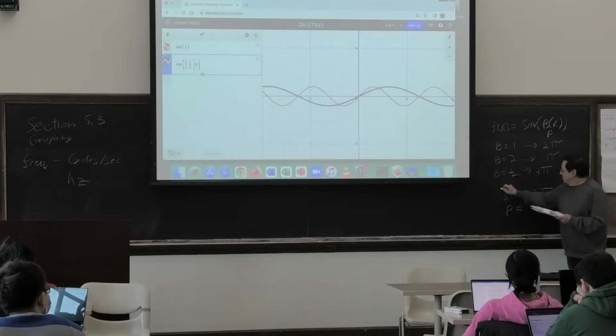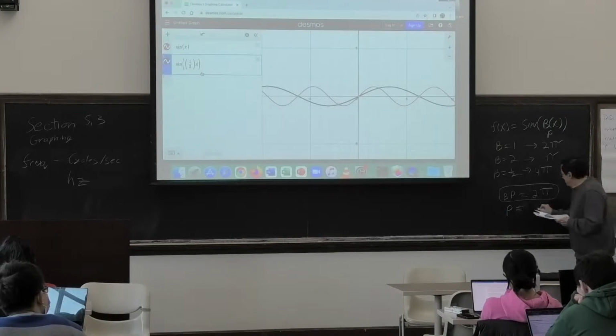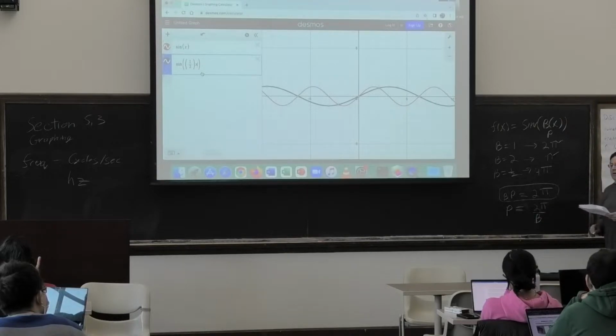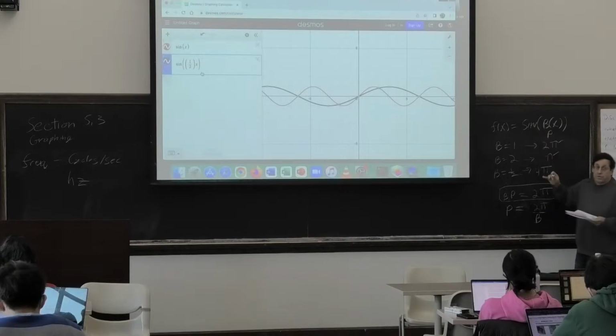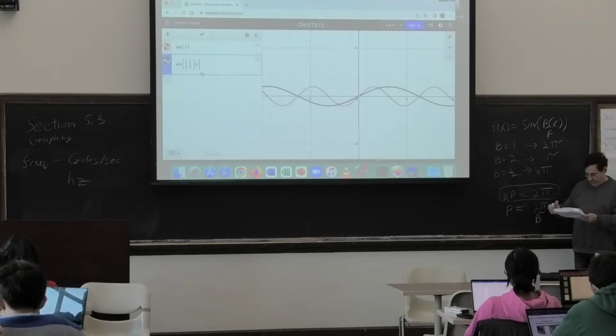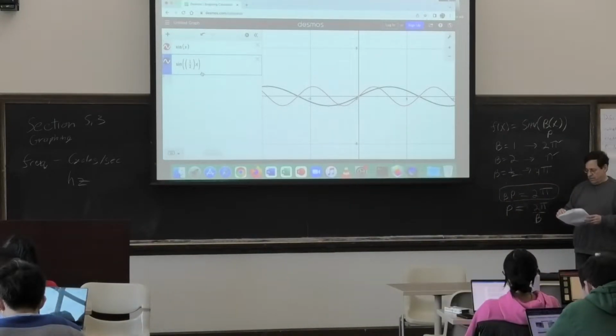No. There's an equation. P equals 2 pi over b. That wasn't that hard. So the period is 2 pi divided by whatever this value is. I hope that was worth the angst we went through.